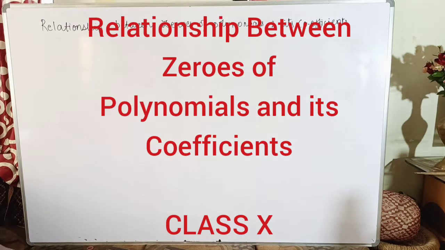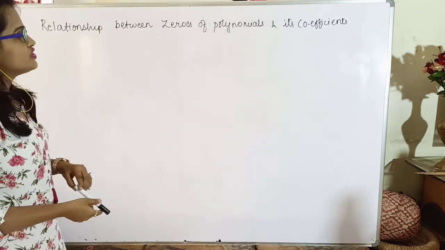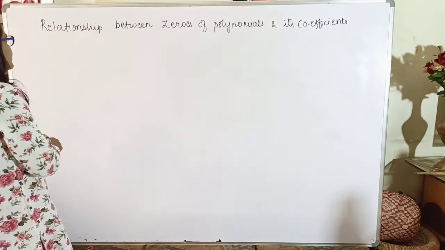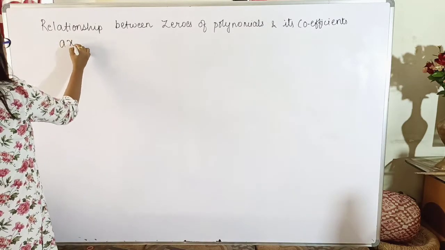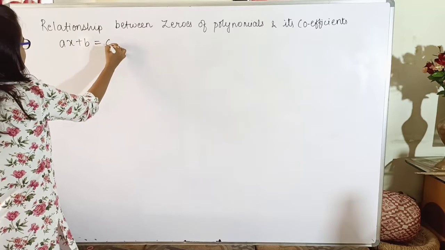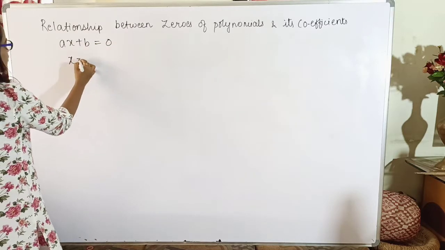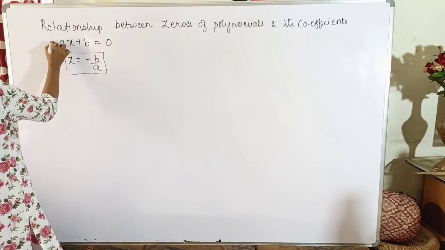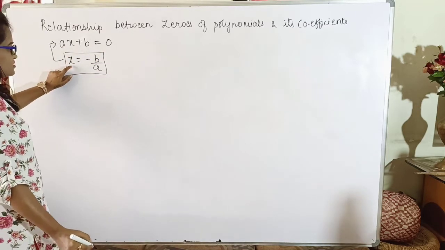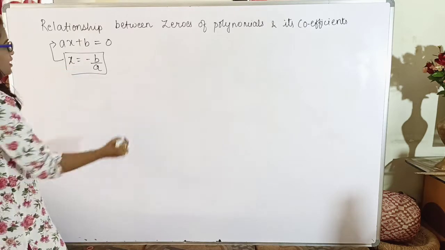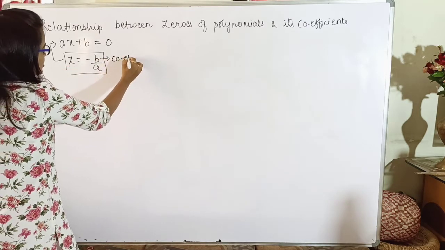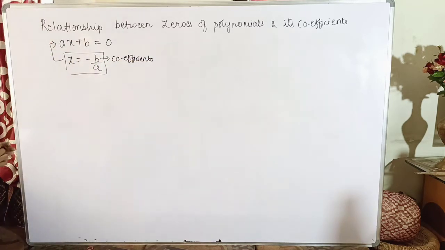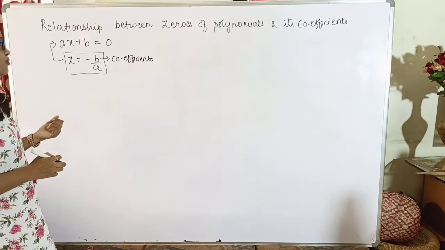Now let us see the next point: finding the relationship between the zeros of a polynomial and its coefficients. As we have seen in the case of a linear polynomial, the standard form is ax plus b. If I have to find its zero, I equate it with 0, and for the value of x as minus b by a, I get the zero of the linear polynomial, isn't it? So I have found the zero of the given polynomial in terms of its coefficients, isn't it? So b and a are the coefficients of the given linear polynomial.